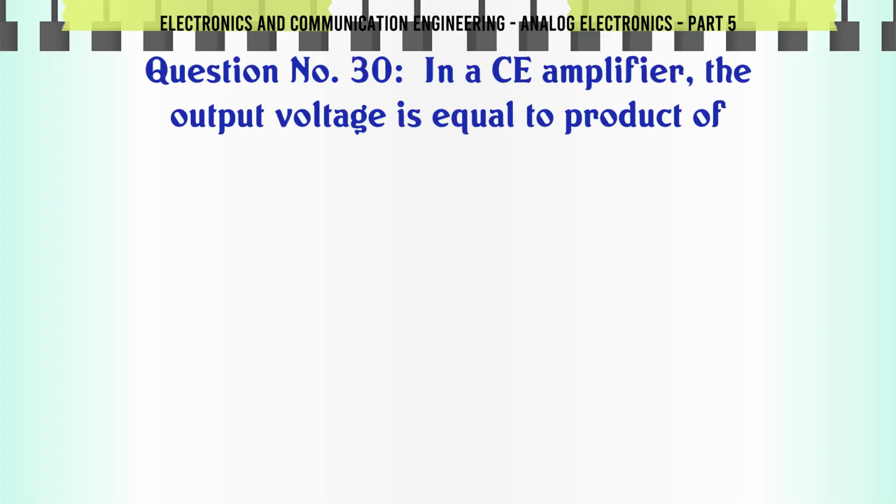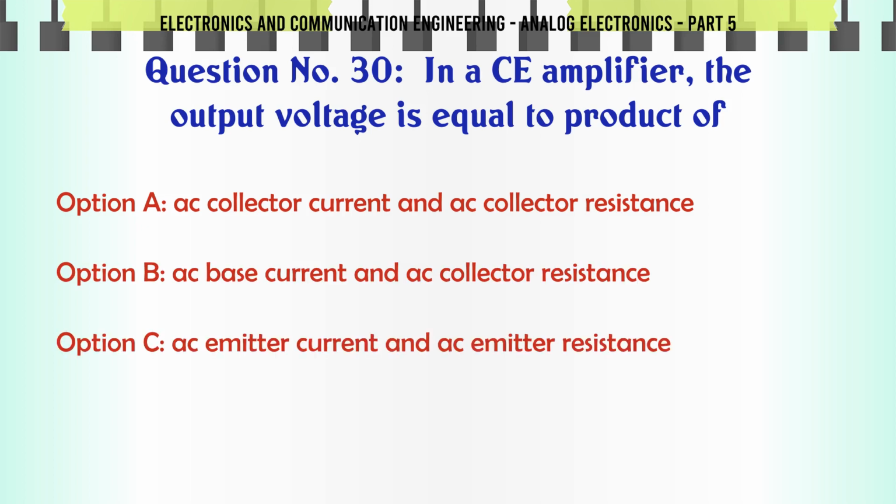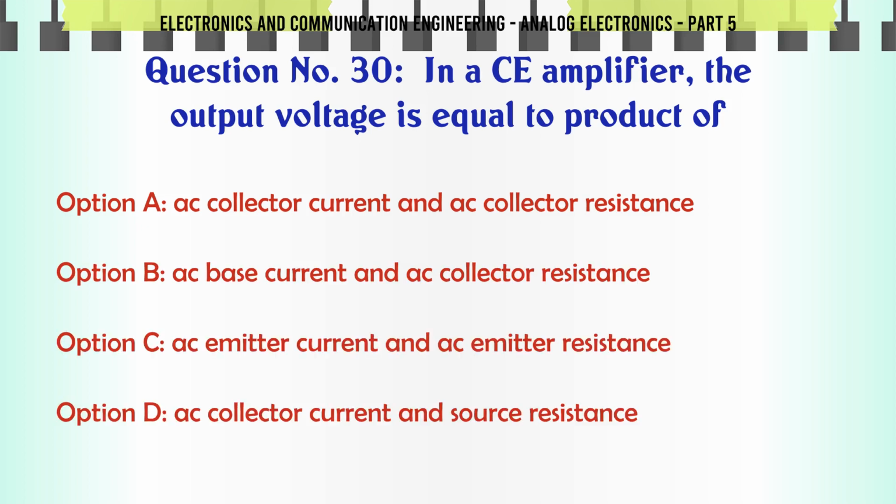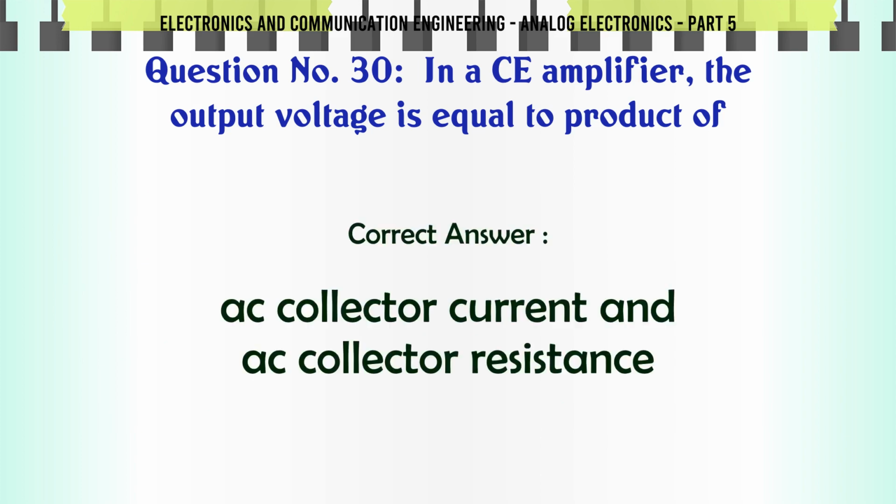In a CE amplifier, the output voltage is equal to the product of: A, AC collector current and AC collector resistance; B, AC base current and AC collector resistance; C, AC emitter current and AC emitter resistance; D, AC collector current and source resistance. The correct answer is AC collector current and AC collector resistance.